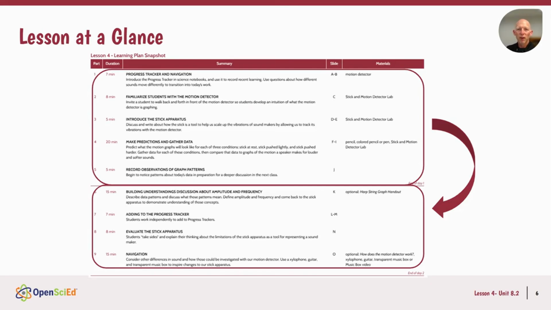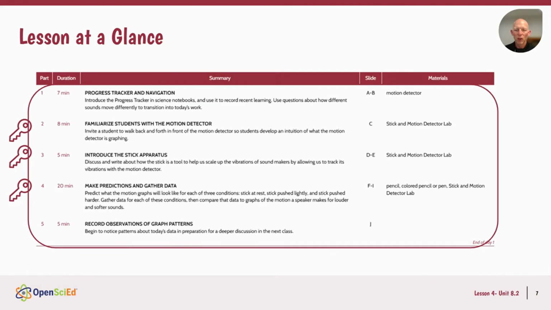There's 2 main components or chunks in this lesson, one in day 1 and the other in day 2. So in day 1, we're starting by introducing the progress tracker to students, which is the tool that we use in OpenSciEd to help students monitor what they've figured out throughout a unit. So in part 1, we're reflecting back on what we figured out from the previous lesson, adding that to our progress tracker. In parts 2 and 3, you're introducing students to this motion detector meter stick apparatus that's going to help us see vibrations a little bit more clearly.